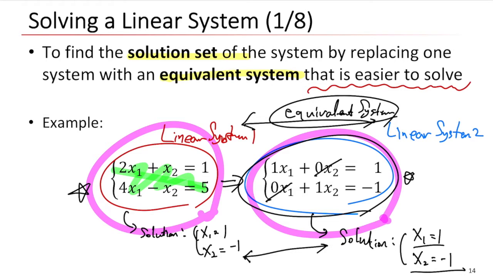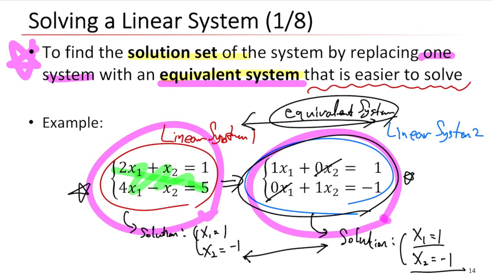And we learned how to solve the linear system in a systemic way. So the basic strategy to solve this linear system was like this. To find the solution set of the system, we can replace the one system, meaning the original system, with an equivalent system that is easier to solve, right?